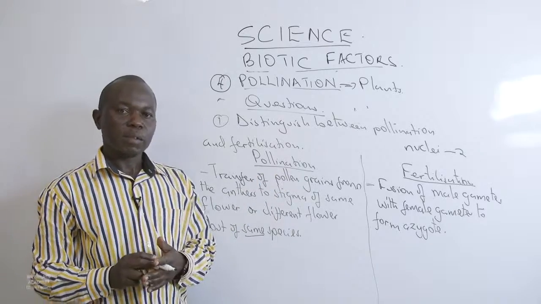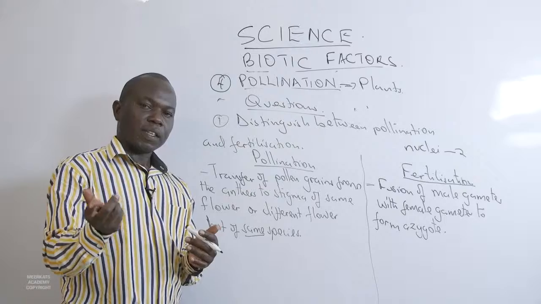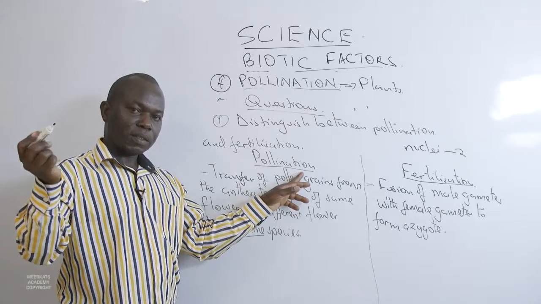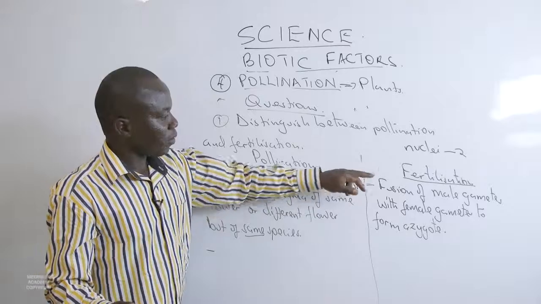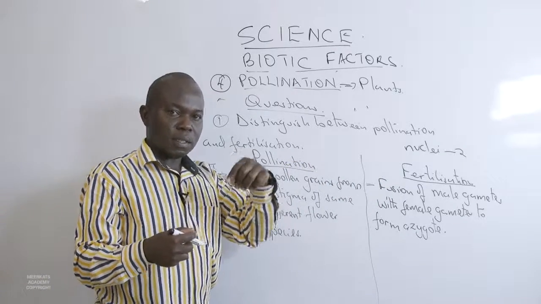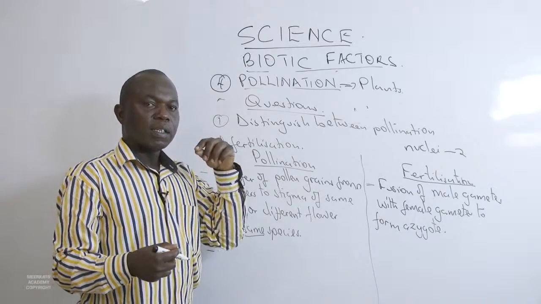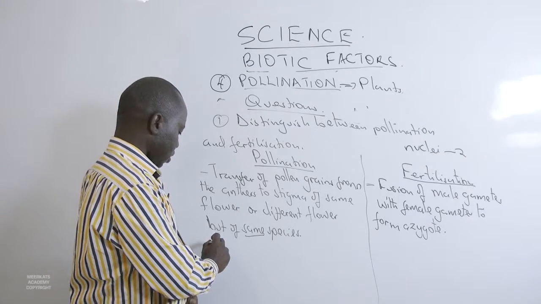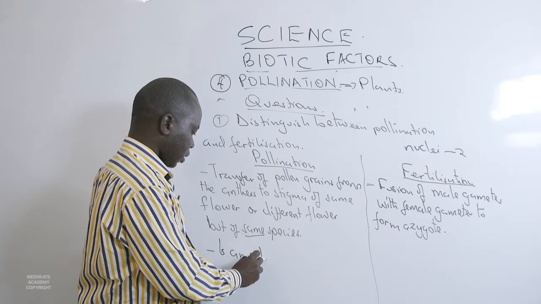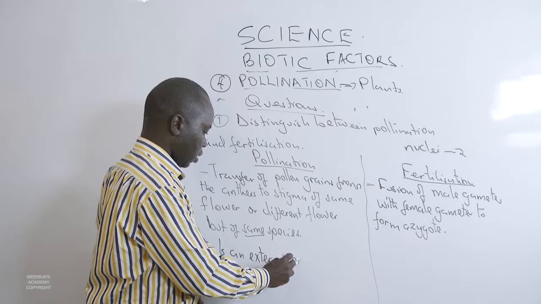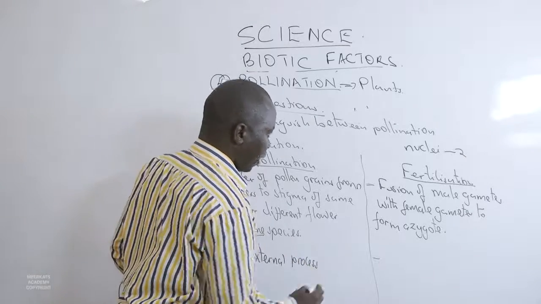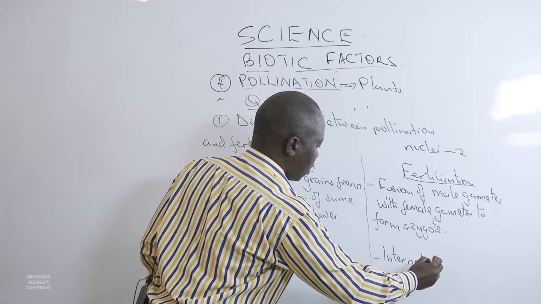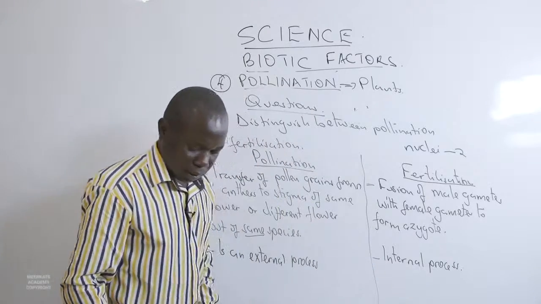Another thing about pollination, we have said that the transfer is physical and is external. It's an external process from the anther to the stigma. But fertilization usually takes place inside the structures of the flower, through the style and then in the embryo sac. So pollination is an external process, but fertilization is an internal process.